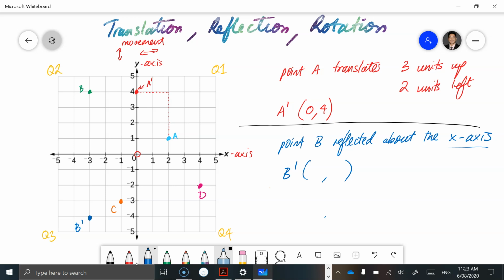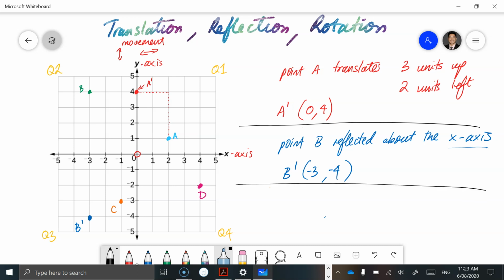So what we can see is that the reflection point is still the same value for x, which is -3, but the new point for y is actually not +4, but it's now -4.